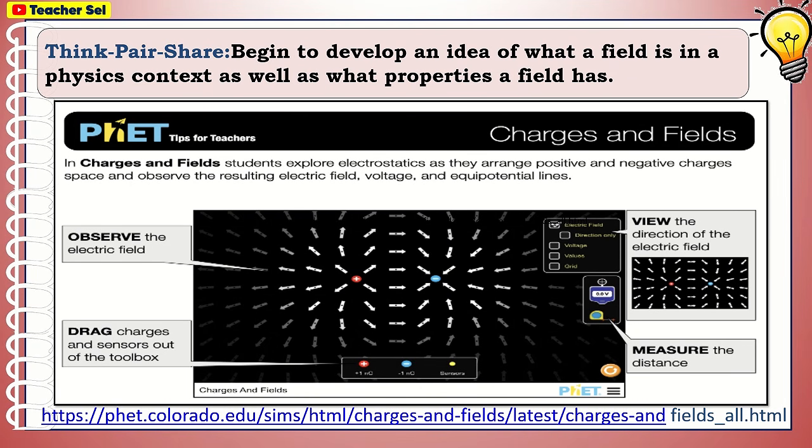Think pair-share. Begin to develop an idea of what a field is in a physics context, as well as what properties a field has. In Charges and Fields, students explore electrostatics as they arrange positive and negative charges in space, and observe the resulting electric field, voltage, and equipotential lines.